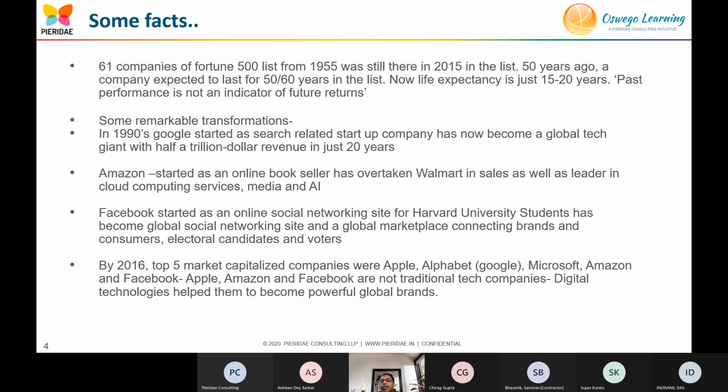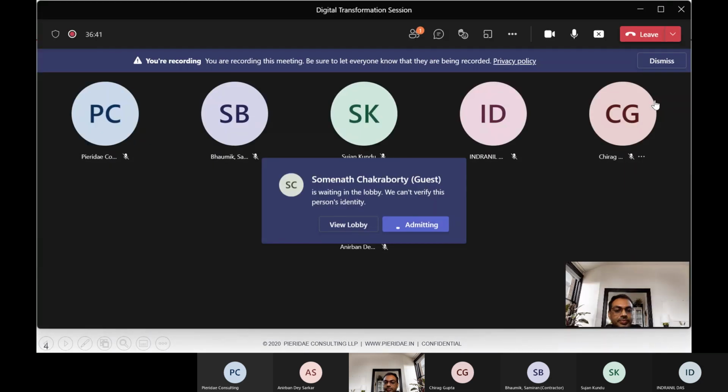Amazon started as an online bookseller 20 years back. Now, what is the status of Amazon? Across the globe, they have a presence. They are the number one online retailer. They're number one in cloud computing and AI services. AWS, Amazon Web Services, right? So they are the number one. So how have they transformed?